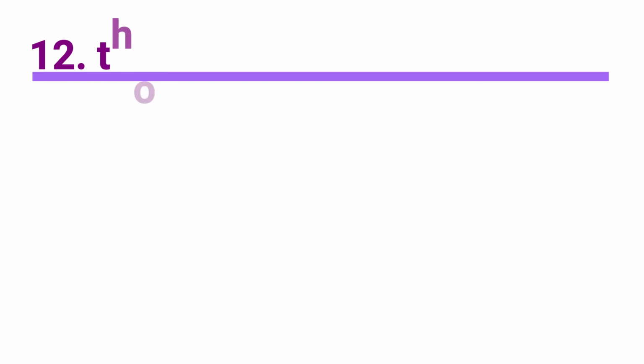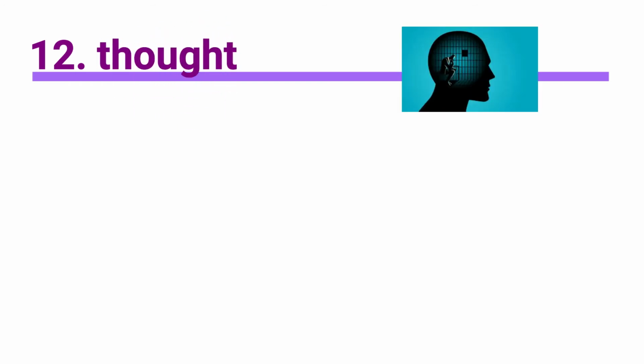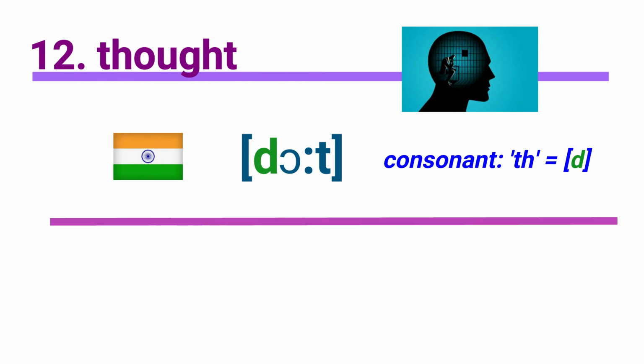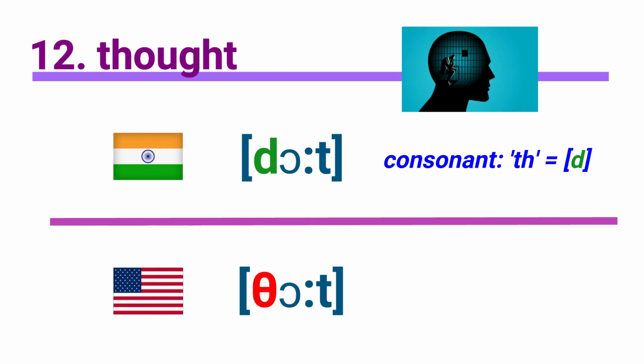Next is THOUGHT. My friends from India tend to pronounce it as "dot, dot," with the consonant of D or T, or a sound between them. And my American friends pronounce it as "thought, thought," with the consonant of th.